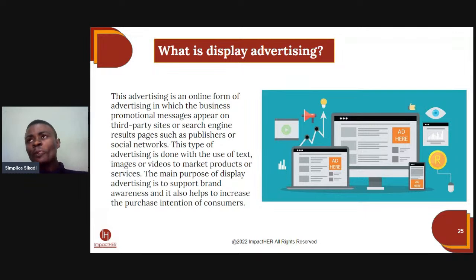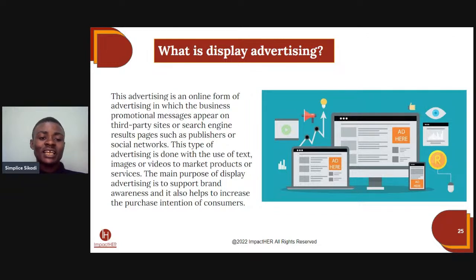Now, what happens is that Google has a network. Just to explain it, I don't know if sometimes you've gone on YouTube to watch an interesting video, and then suddenly a video comes and interrupts the video that you were watching. Sometimes it comes like an advert. That's a display.